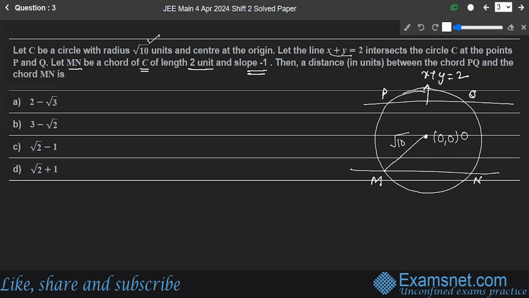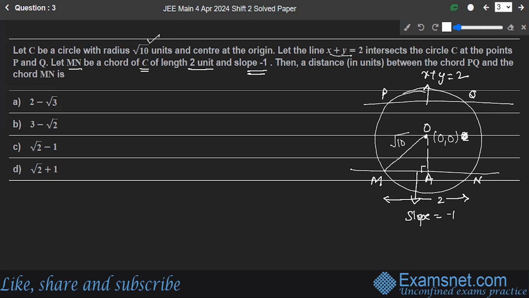Let's say this is MN and this is the center O. It falls perpendicularly on MN and bisects MN. This is the line with the slope minus 1, and the length of MN is equal to 2. Correct. Now let's say this is the point O.